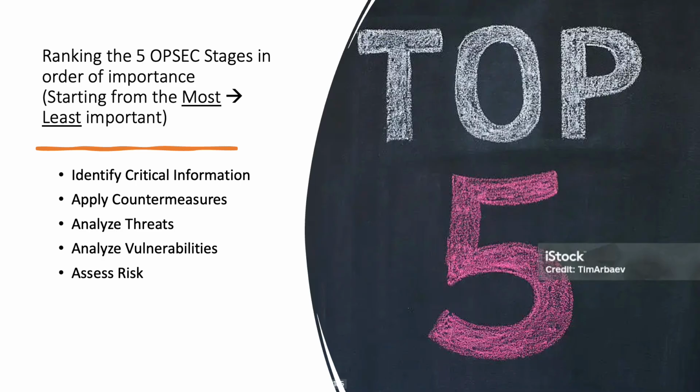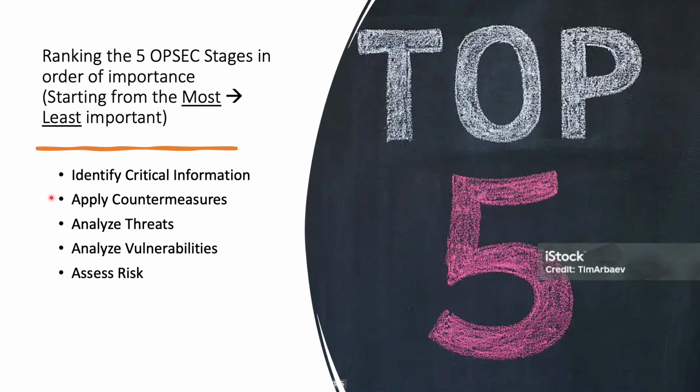Okay. Now, if I was going to rank the 5 OPSEC stages, this is how I would order them. I'd start with the step identify critical information. I put this at the top first simply because I feel that ensuring that you're up to speed should always come first in any context, really. Because if you're not familiar with what's valuable or what's likely to be targeted, then you won't know what to protect. Simple as that.